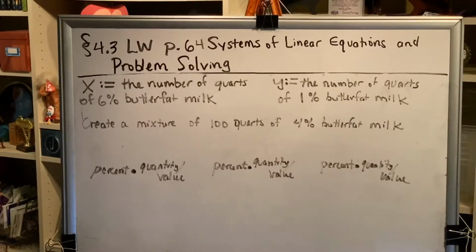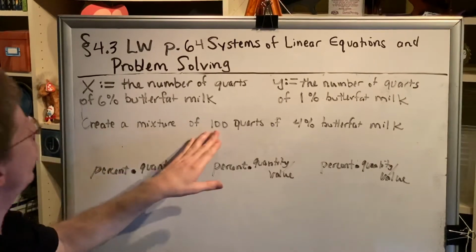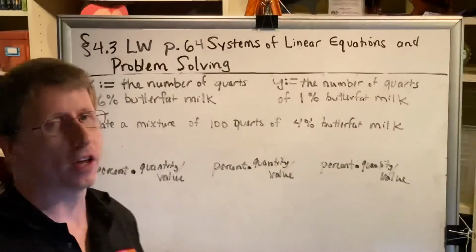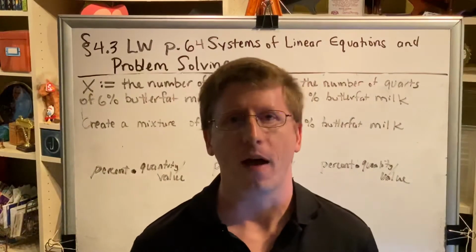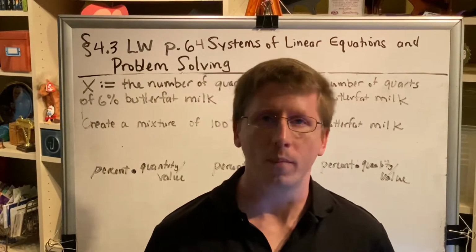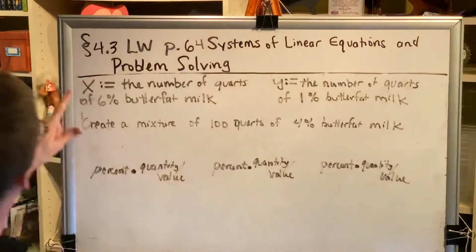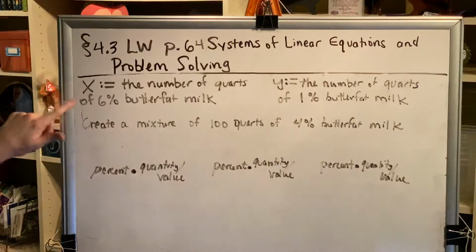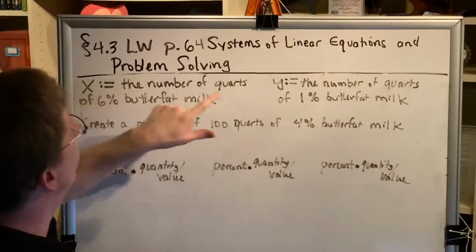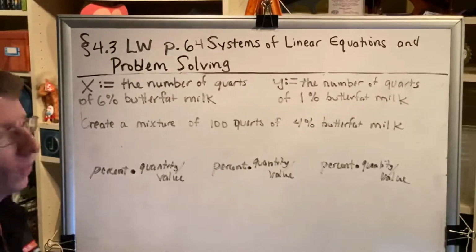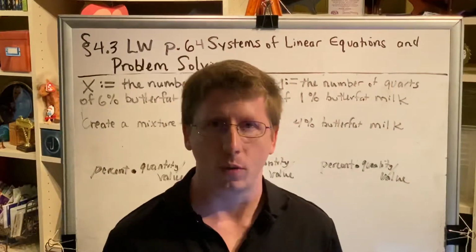All right, now on to the mixing problem. Create a mixture of 100 quarts of 4% butterfat milk by mixing together a certain quantity of 6% butterfat milk and a certain quantity of 1% butterfat milk. We defined our variables as follows. X will represent the number of quarts of 6% butterfat milk, and Y will represent the number of quarts of 1% butterfat milk. Okay, we have to write two equations.